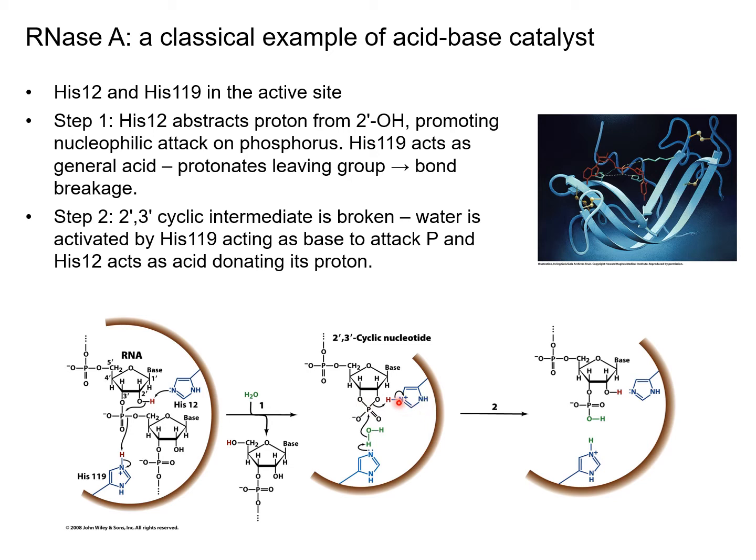And in this case, the histidine 12, which now has the hydrogen atom added to it, works as the acid, which donates its proton to make the hydroxyl group on the 2' of the RNA sugar here. Then the rest of the molecule will leave the active site of the enzyme, the RNase A, to complete the process.